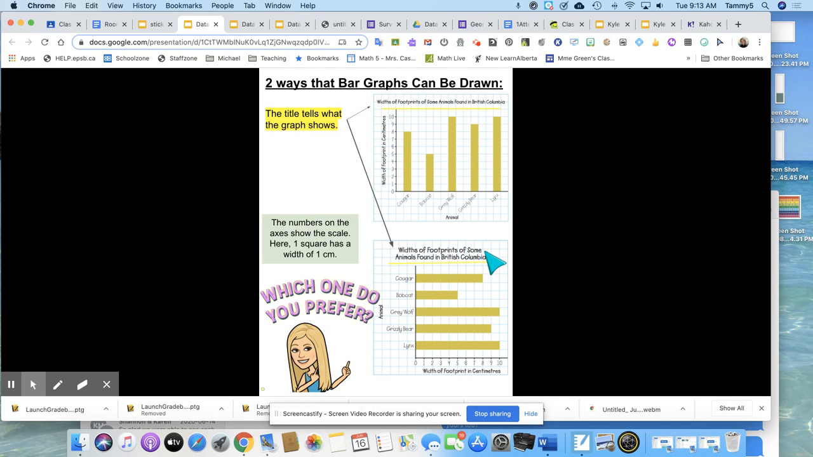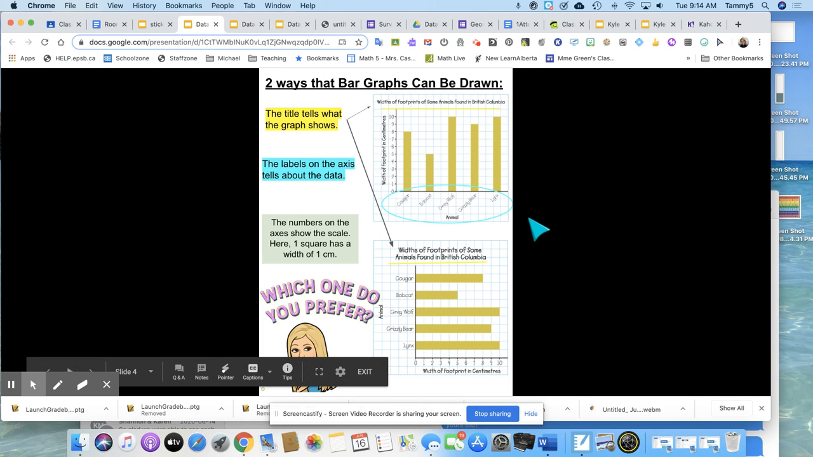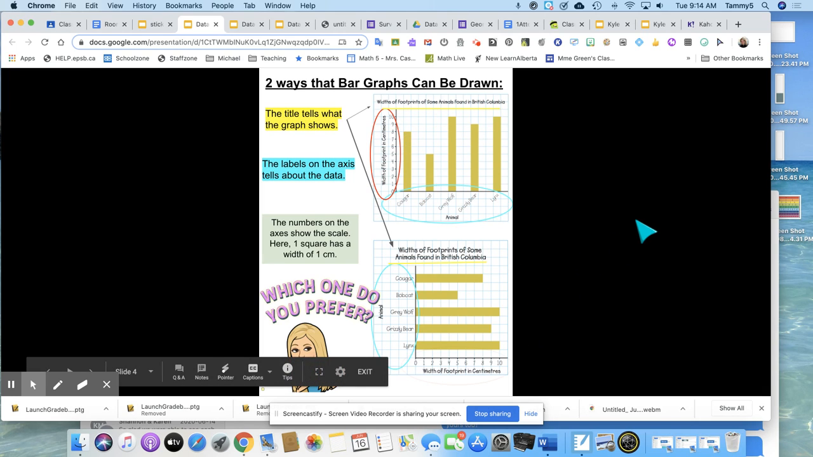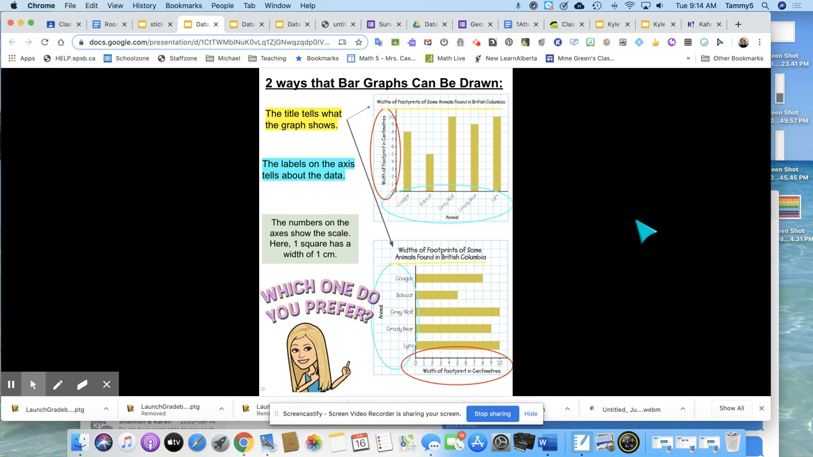So there's the 2 titles, I've underlined them in yellow. And then we have labels on the axes that tell about the data. Here I've circled the type of animal on the bottom, and the type of animal in this graph over here is on the y-axis. So again, we still have the same data, it's just on different axes. Over here, we've got the width of the footprint in centimeters on the y-axis. In this graph, we have the width on the x-axis.